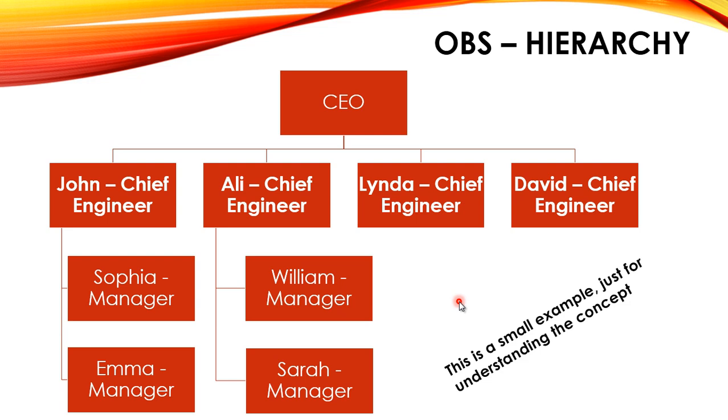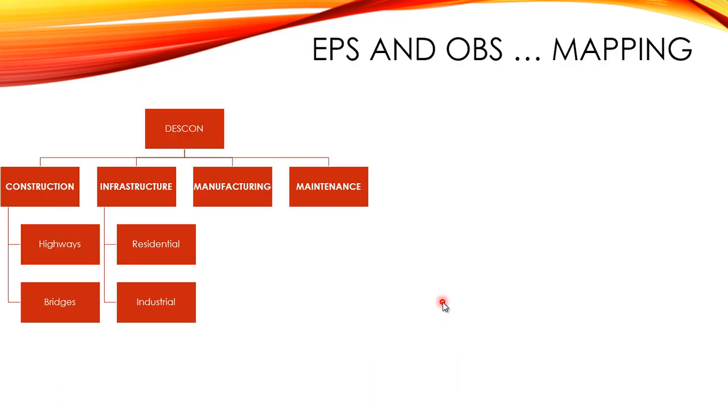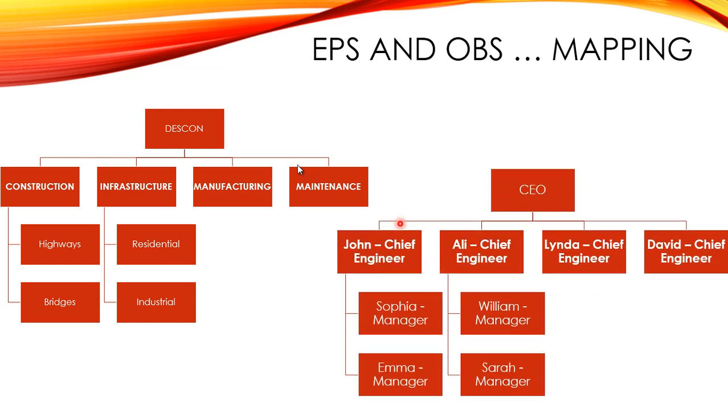In the real scenario, in companies, there are not only 5 or 6 managers, there are many persons who are managing the responsibilities, controlling the project and supervising the projects. EPS and OBS mapping. So for example, in each department, these things should definitely be managed by persons.